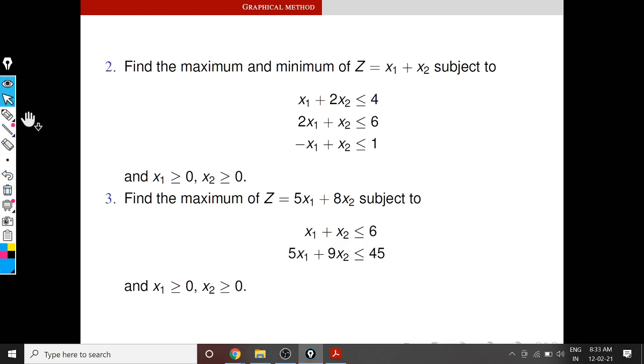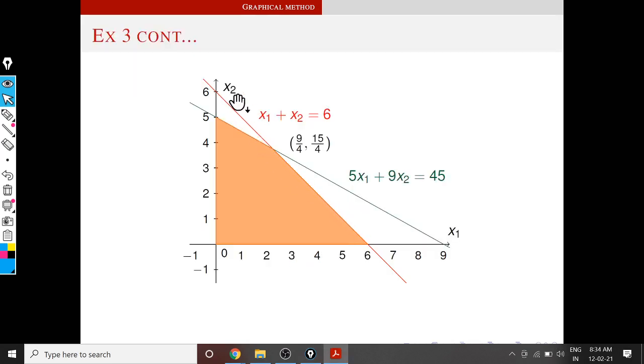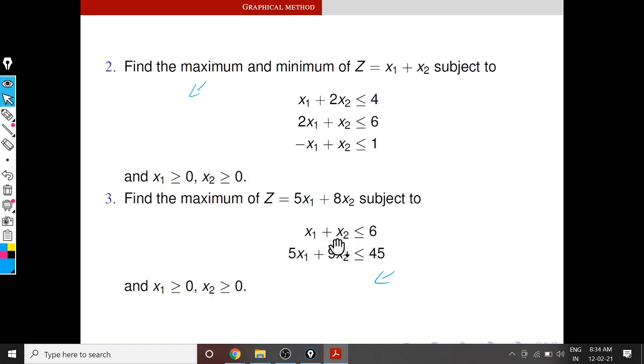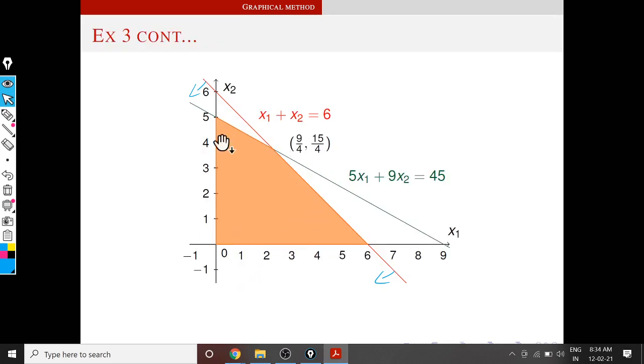And another one is: find the maximum of z equal to 5x1 plus 8x2 subject to these two constraints. First of all, we have to find the set of all feasible solutions by drawing the straight lines. Here the origin satisfies this side. So the common region, the region bounded by these two constraints and the non-negative restriction, is this orange shaded region.